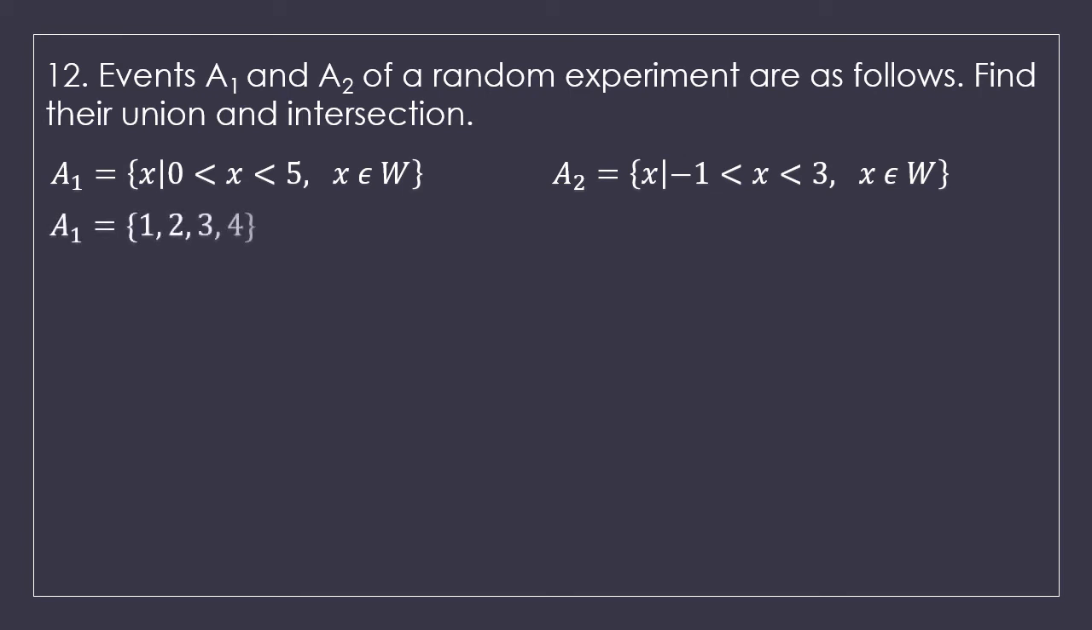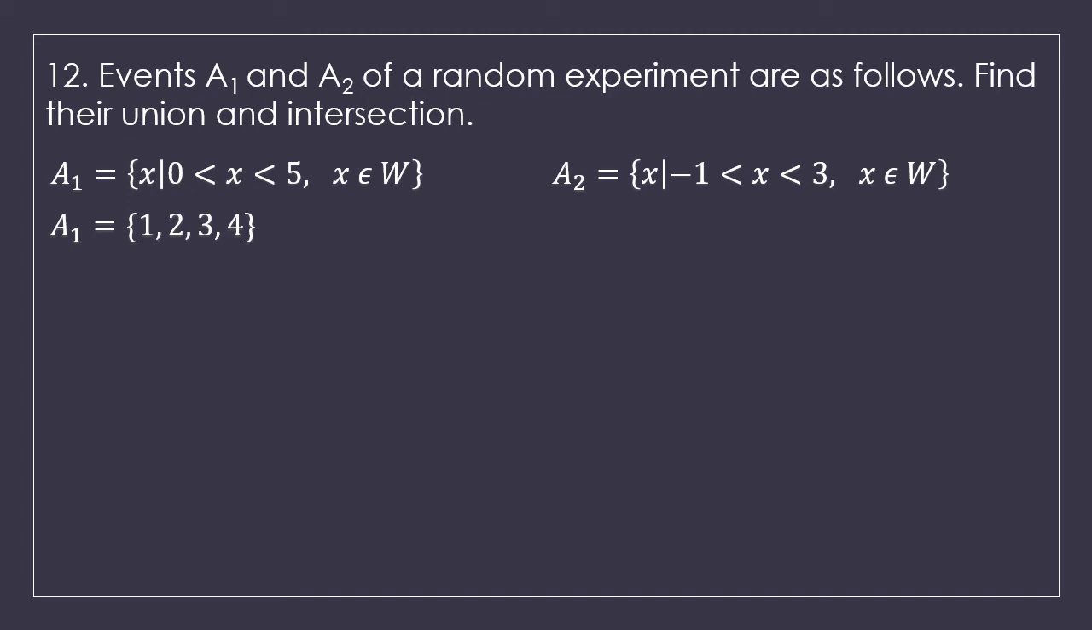A1, when we convert these symbols into regular numbers, lies between 0 and 5, and it's an integer. That means the actual values are 1, 2, 3, 4. There is no equal to, there is only 0 less than x, not equal to, so 0 is ignored. Then x is less than 5, not equal to, so 5 is also ignored.